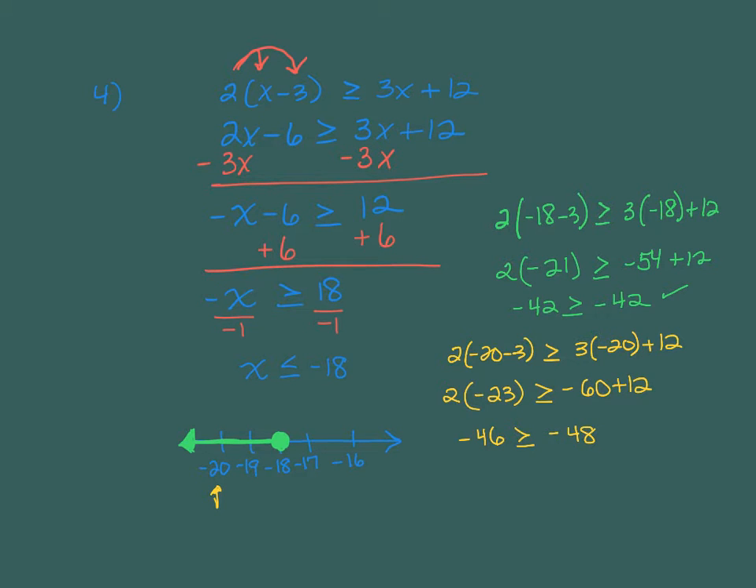Because these are different signs, you've got to subtract them. So 60 minus 12. So that's going to give you 48. Since 60 is negative, 48 has to be negative. Negative 46 is greater than or equal to negative 48, because the larger the negative number gets, the smaller it actually is. So we know this is correct.